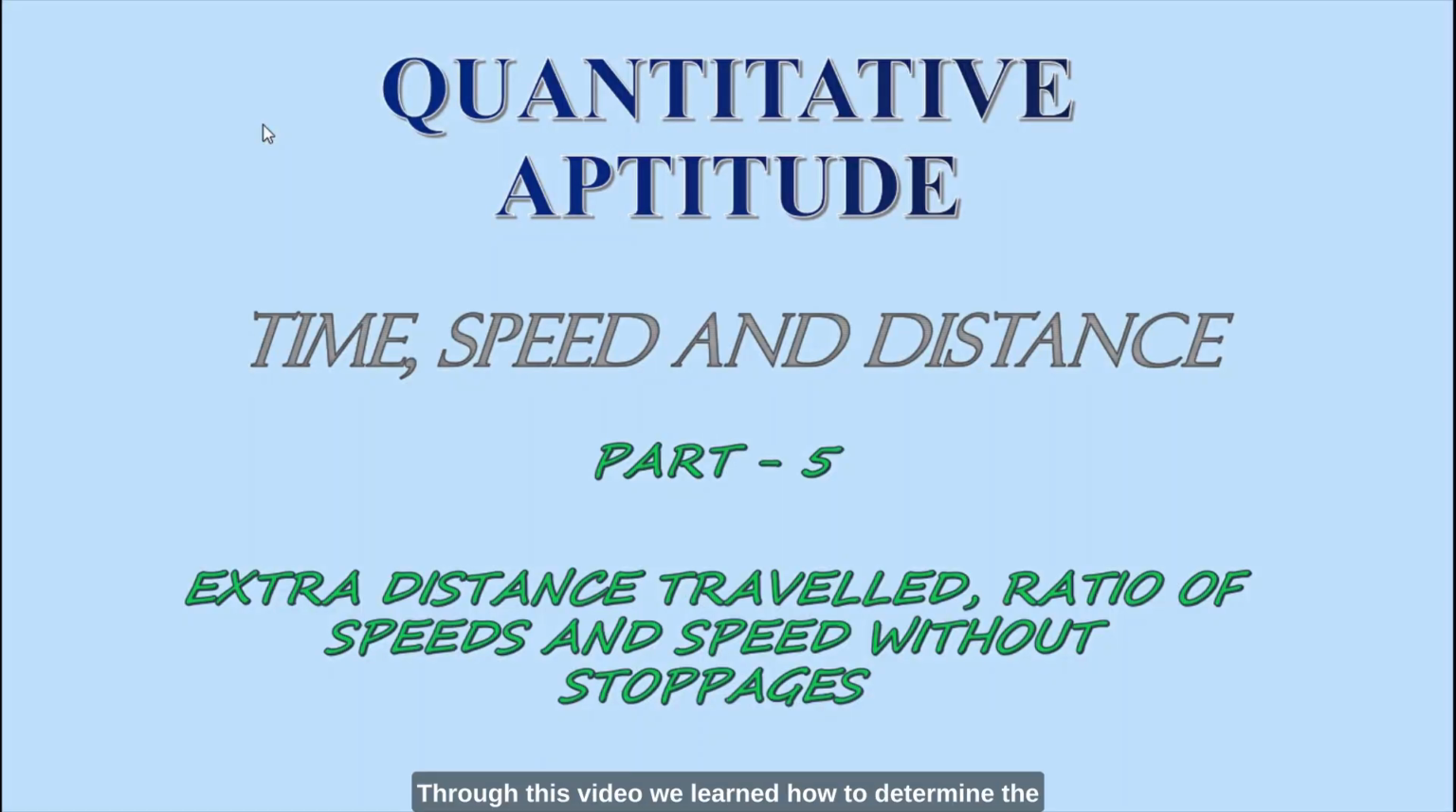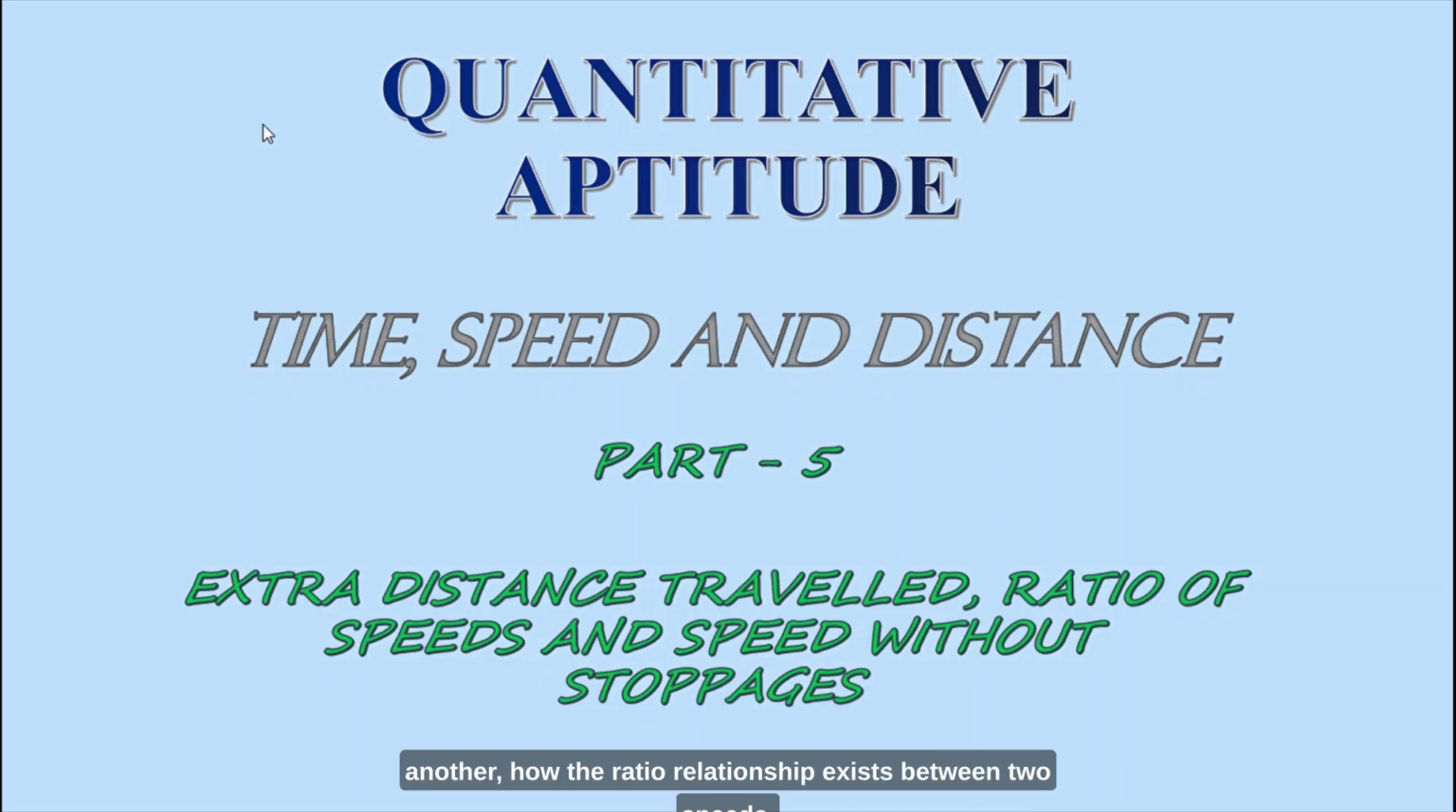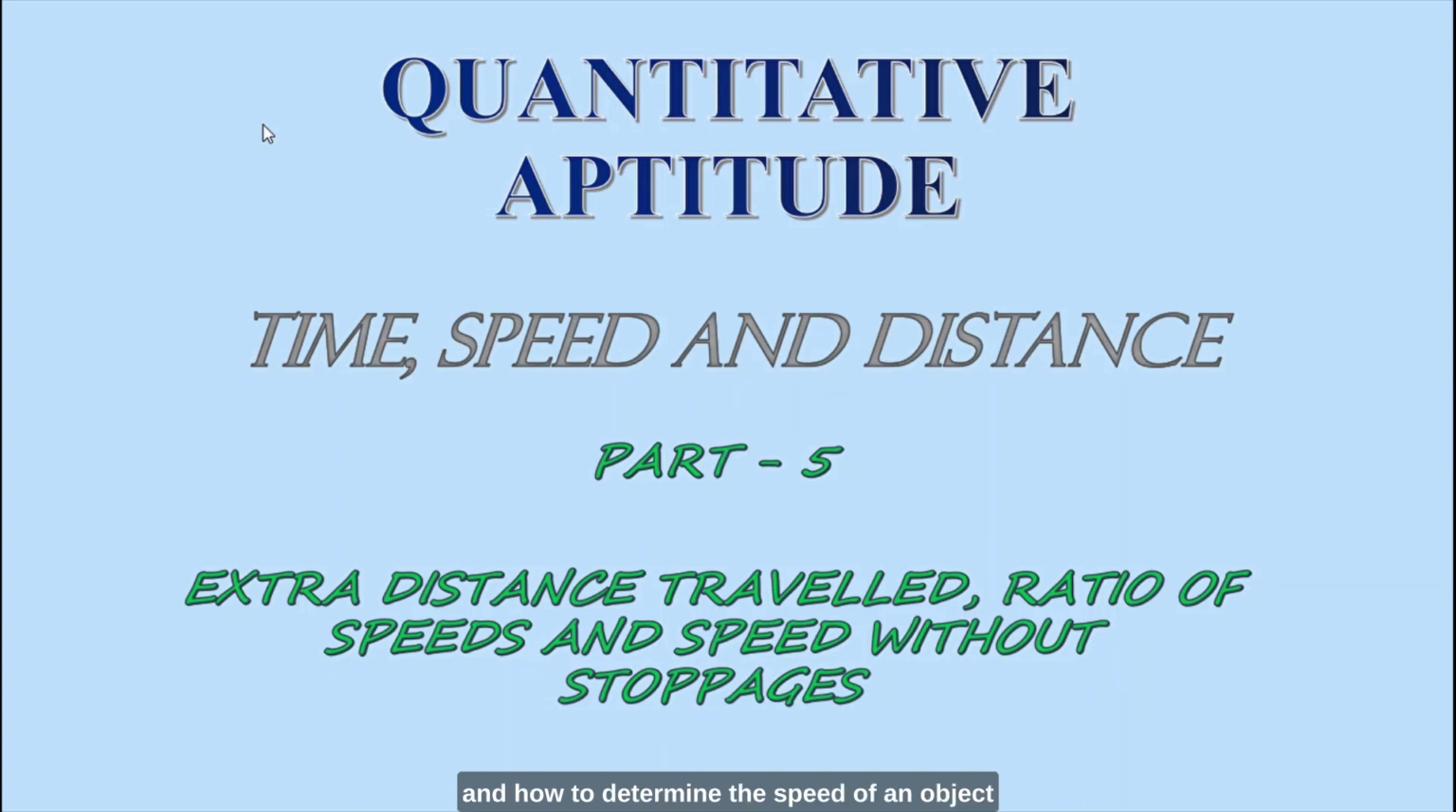Through this video, we learned how to determine the extra distance traveled by one object in relation to another, how the ratio relationship exists between two speeds, and how to determine the speed of an object with and without the stoppages. Problems were solved via both shortcuts and traditional methods, and viewers can choose any one of them depending upon their convenience. I insist all the listeners to practice solving more and more problems to increase their confidence.